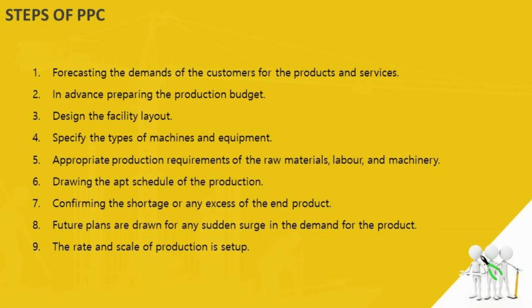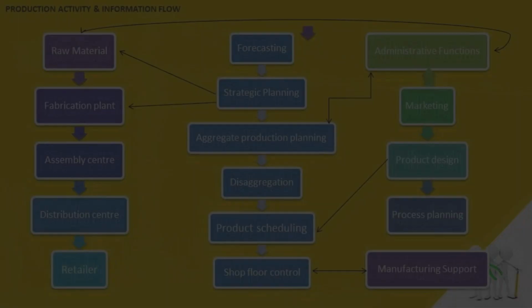The fifth step is the appropriate production requirement of the raw material, labor and machinery. The sixth step is the drawing of the schedule of the production. The next step is the confirmation of the shortage or any excess of the end product. In the next step, the future plans are drawn for any sudden surge in the demand for the product. And last but not the least, the rate and scale of production is set up, which is then broken into realistic time periods and scheduling.